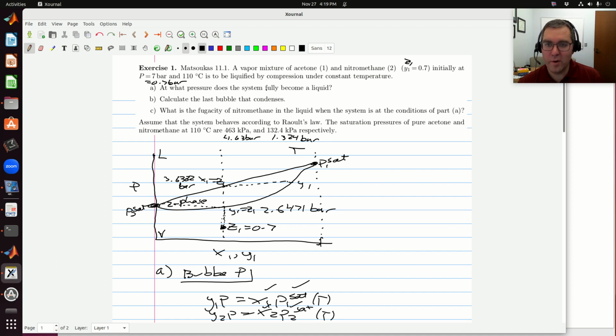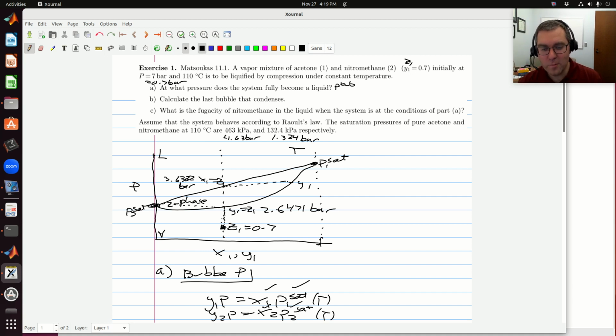In terms of what pressure the system fully becomes liquid, that's my bubble point pressure, the 3.6382 that I just computed. And then part B says calculate the last bubble that condenses.